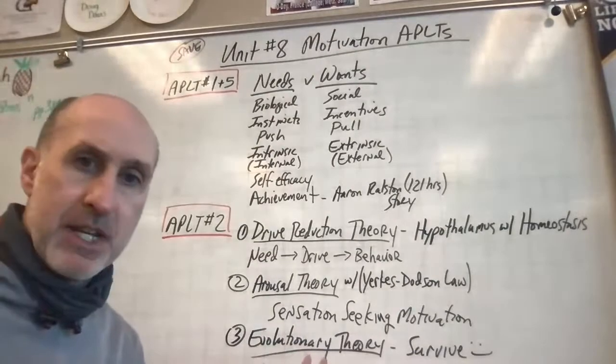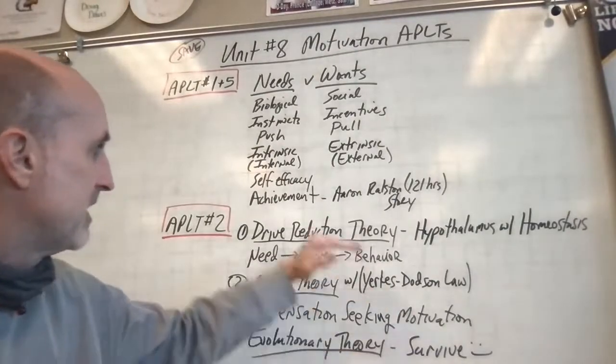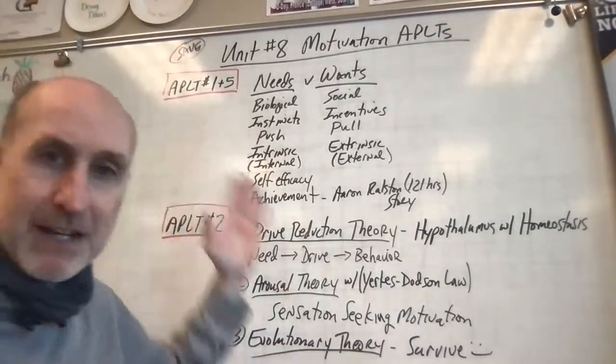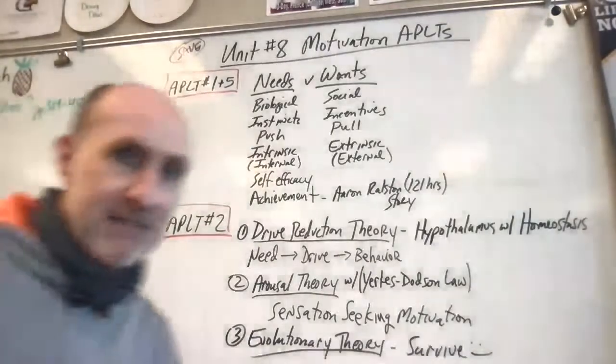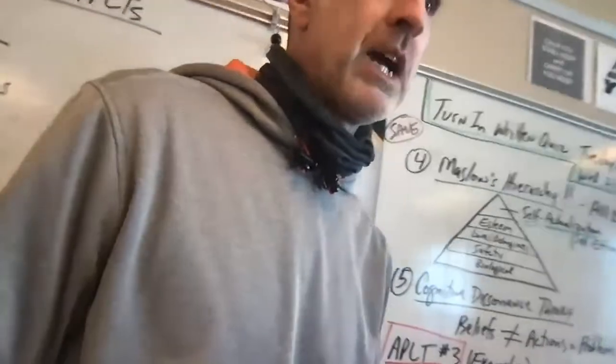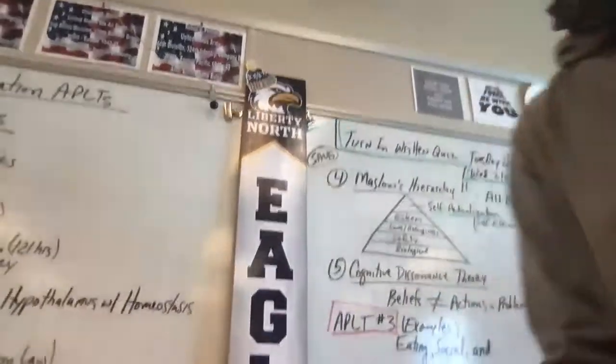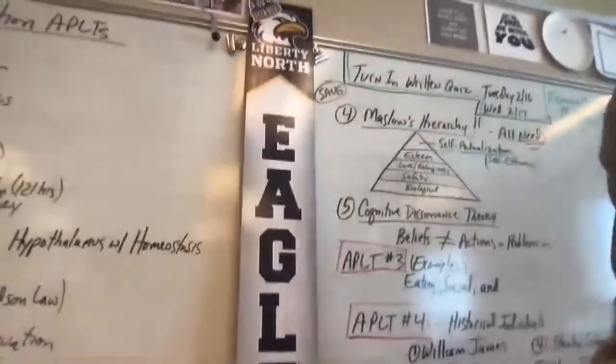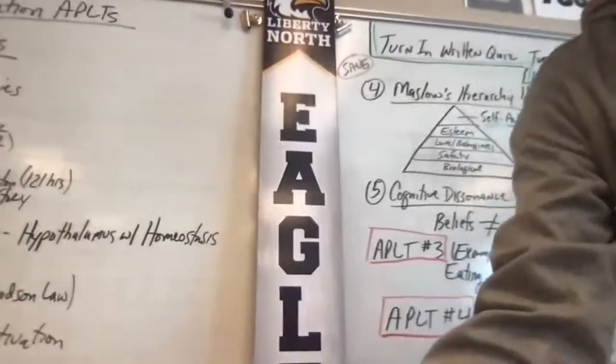Evolutionary theory is very easy, okay? We are driven, okay, to survive, okay? So we're going to be motivated to survive, right? Which is evolutionary psychology, which is big. So we're programmed with certain behaviors that will help us survive and increase that, okay? All right, let me move over here.